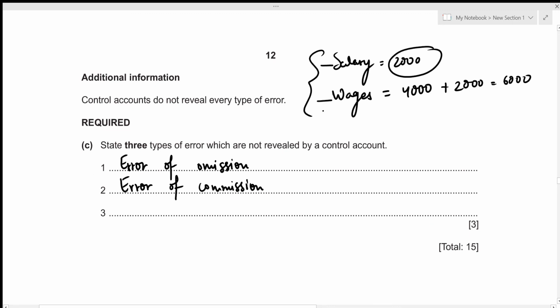Then the third error is the error of original entry. So if you make an error in the first basic entry in our journal, then that error will not be revealed by a control account. So this concludes the third part of this question as well as this entire question.